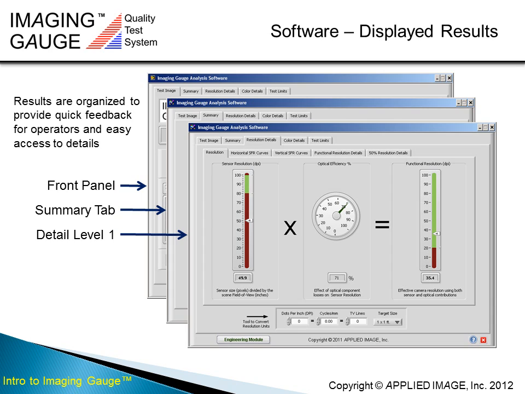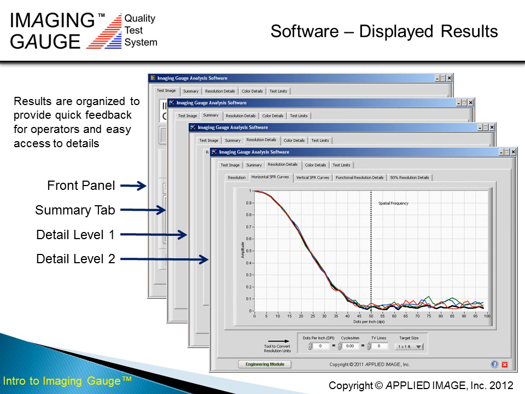To get more details on the resolution, you can click the Resolution Details tab, and this tells you sensor resolution, optical efficiency, and the functional resolution measurements. You can see that the sensor resolution measurement of 50 is lower than the spec of 80, which is why it failed. For more information on resolution, you can click the Horizontal SFR Curves tab to see the actual SFR curves for that image.